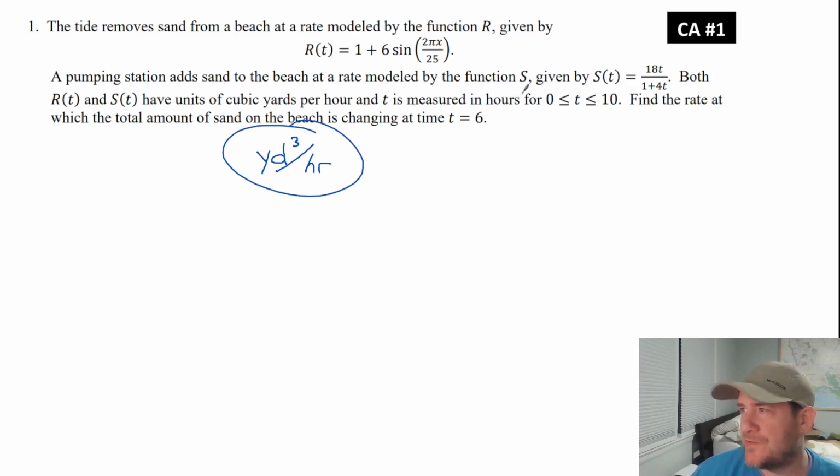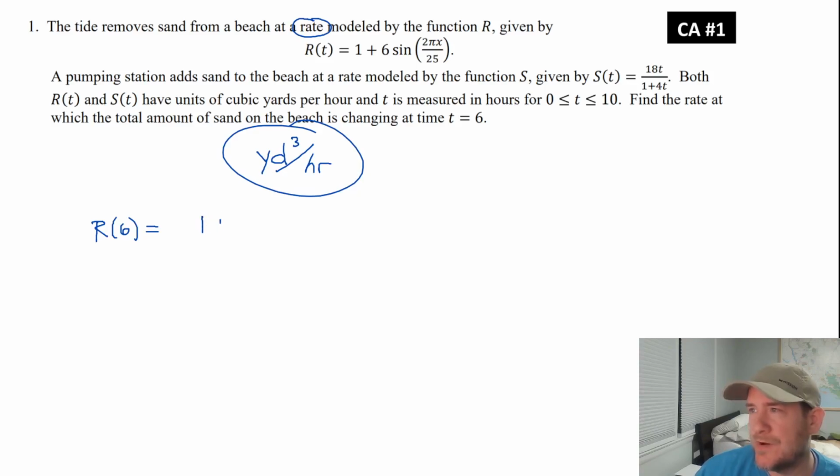And t is being measured in hours from 0 to 10. So find the rate at which the total amount of sand on the beach is changing at time 6. Now, notice that R is already a rate function. So literally all you have to do is plug in 6. We just want to figure out what R of 6 is. You don't have to take a derivative. R is already a rate of change.